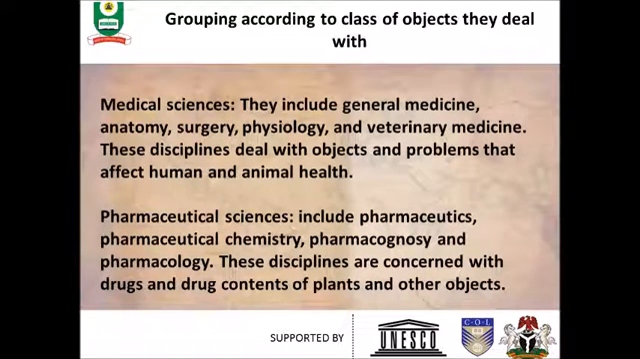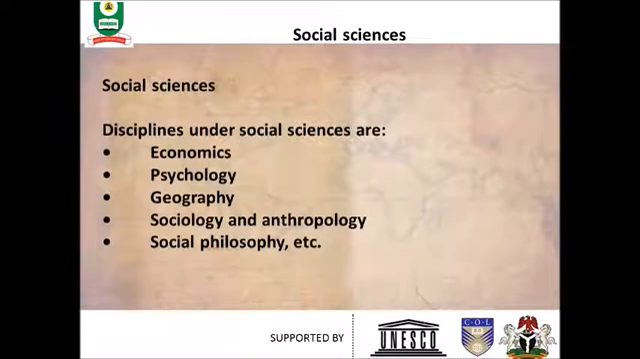Medical sciences. They include general medicine, anatomy, surgery, physiology, veterinary medicine. These disciplines deal with objects and problems that affect human and animal health. Pharmaceutical sciences include pharmaceutics, pharmaceutical chemistry, pharmacognosy, and so on. These disciplines are concerned with drugs and drug content of plants and other objects. Social sciences. The disciplines listed here deal with society and social institutions.